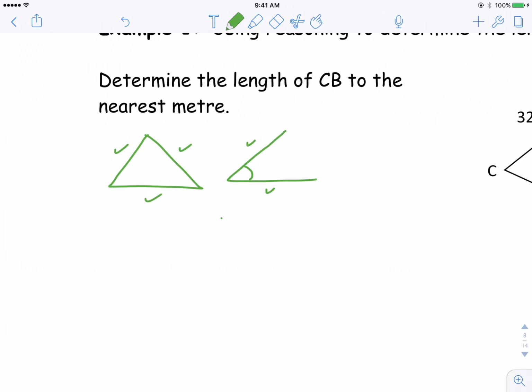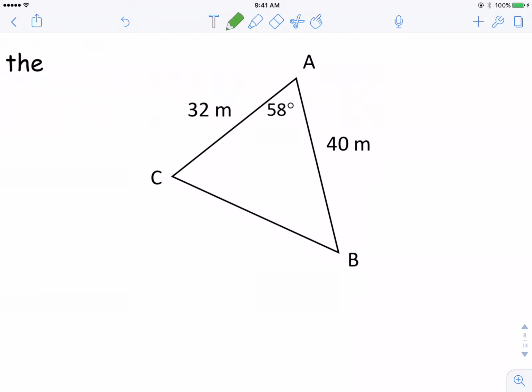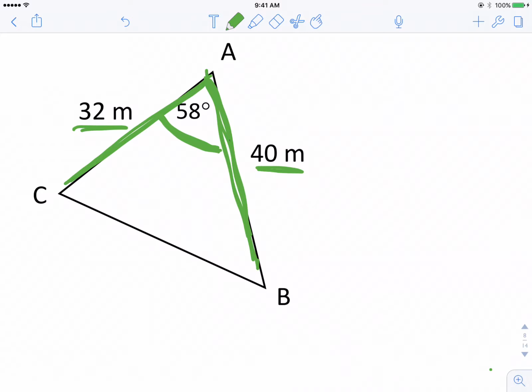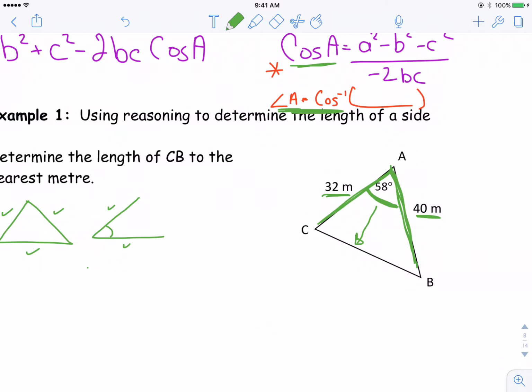So that being said, over here on our triangle, because we already eliminated sine law, if we look at this, we have this angle 58, we have this side 32, we have this side 40, which are on either side of the angle that we have. So this tells us that we can use cosine law. And we would be able to calculate the side opposite to the angle that we have, and in this case it would be side CB or BC, which is actually the side that we need to calculate anyway.